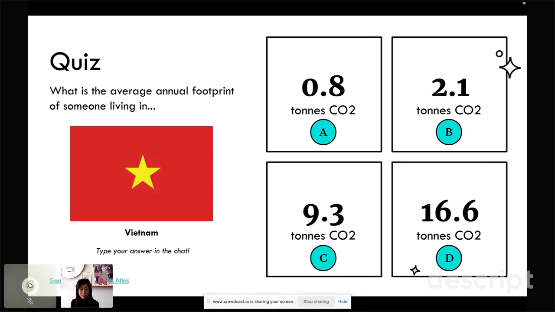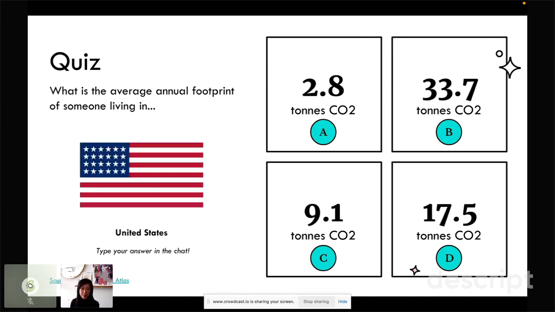Got a B. Okay, so people think it's lower. Overwhelming amount of B's. We've got 1 D here. Okay, I'm going to let people put in their answers. We've got an A as well, but lots and lots and lots of B's. And congrats for those who selected B. You are correct. The average in Vietnam is 2.1 tons.